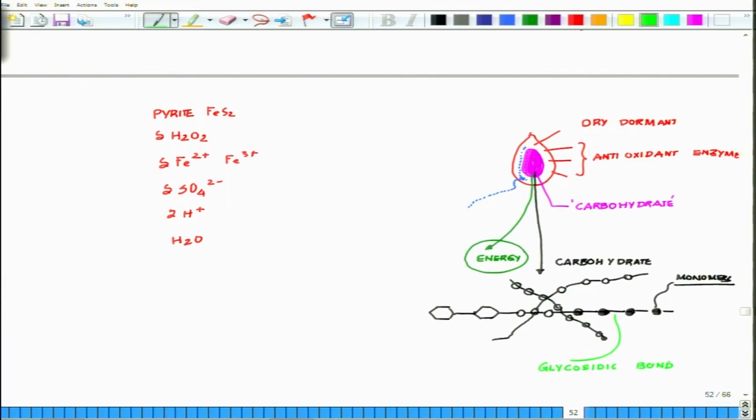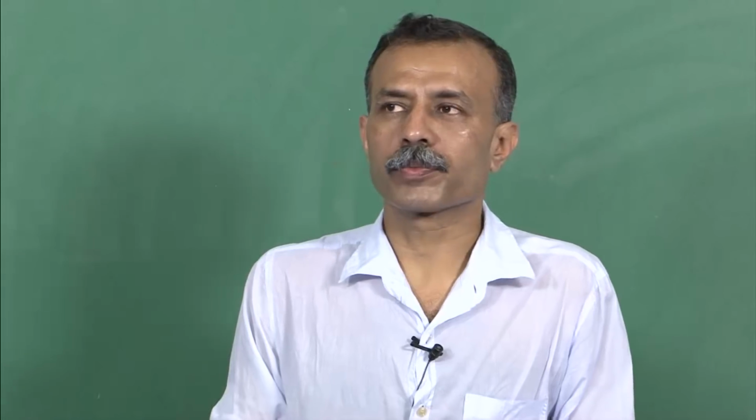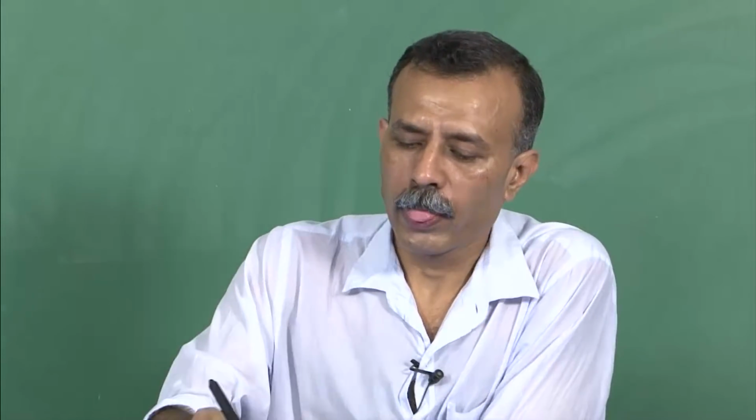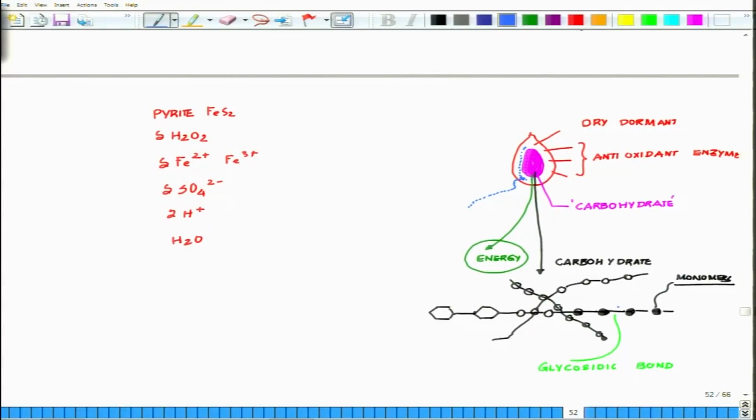Now, in order for the carbohydrate to release energy, one has to break up this bond. If you can break up this bond, then it will release energy, and this is precisely the energy we are talking about. But breaking this bond is not an easy job. There are specific enzymes which do that job, and one of the key classes of enzyme is called amylase.